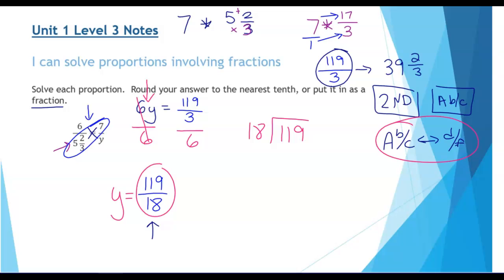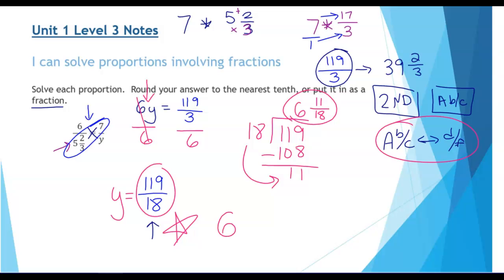18 goes into 119. Well, let's divide it out, and I get 6.61 repeating. So that means that this goes in 6 whole times. Now multiply 18 times 6, and we'll get 108. Subtract it. 9 minus 8 is 1, 1 minus 0 is 1, so my remainder is 11, and 18 doesn't go into 11, so my remainder is 11 out of the original denominator, 18. So Mobius will accept 119 divided by 18, or it'll accept 6 plus 11 over 18.